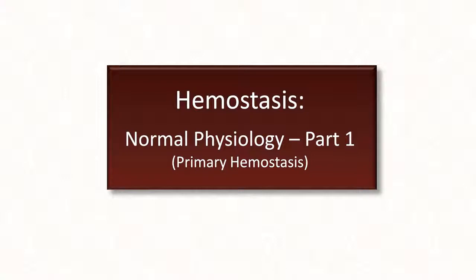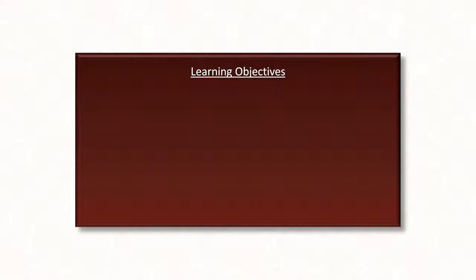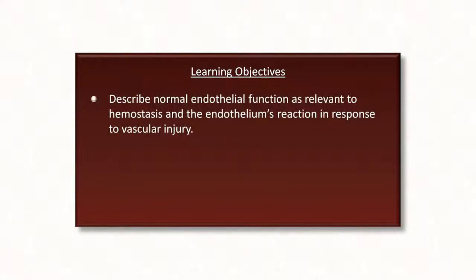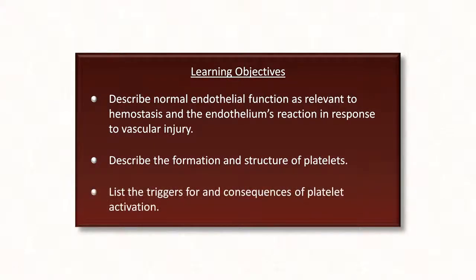This is the second lecture in this series on hemostasis, and will be part 1 of a description of normal physiology, which will focus on primary hemostasis. The learning objectives of this video will be first, to describe normal endothelial function as relevant to hemostasis, and the endothelium's reaction in response to vascular injury. Next, to describe the formation and structure of platelets. And last, most of the video will focus on the list of triggers and consequences of platelet activation.